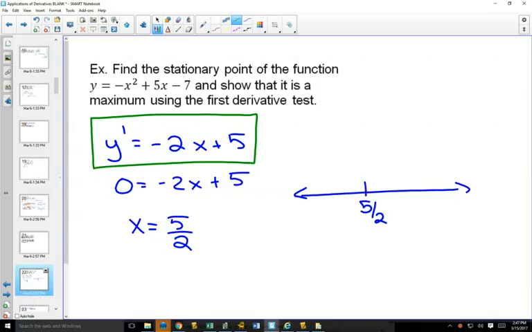If you're plugging something into your original function, Carter, your phone.